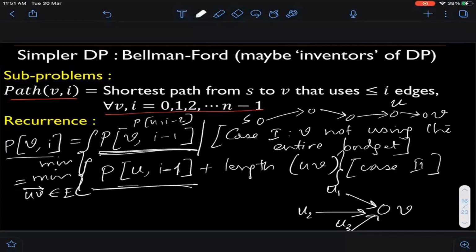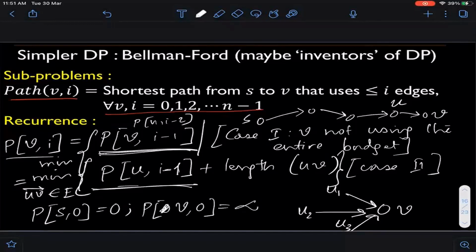You can write some easy base cases as somebody. Let me write the base cases. What will the base case be? I think many of you have already said. So P of S comma 0, that should be equal to 0. Okay. And what is the other base case? P of V comma 0 is equal to infinity. Okay. So these would be my base cases.